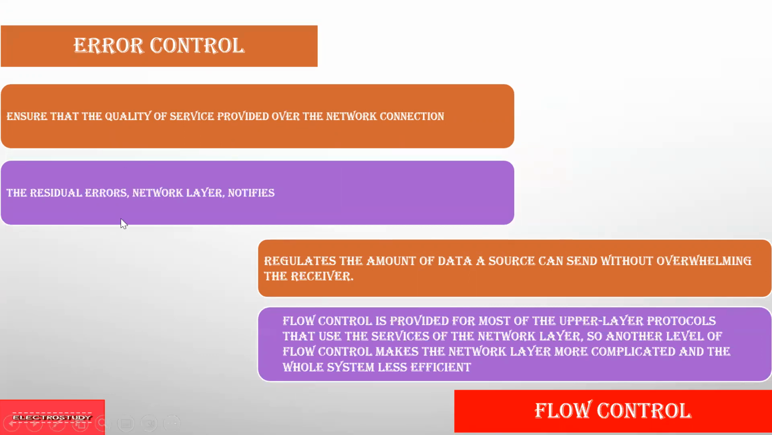Some residual errors, even after controlling the error in the data link layer, are still present in the packets. So those errors will be completely cleared and detected, or notified in the network layer through the error control. Next is flow control.